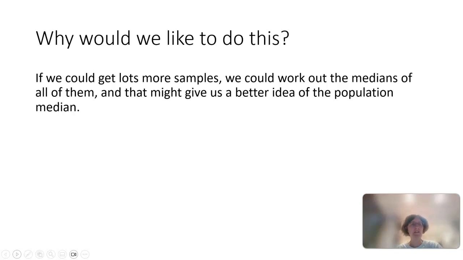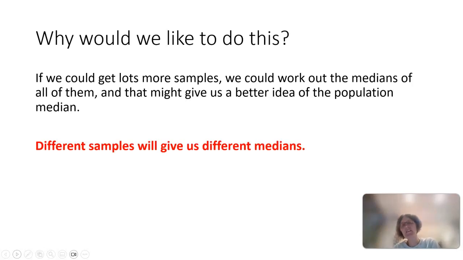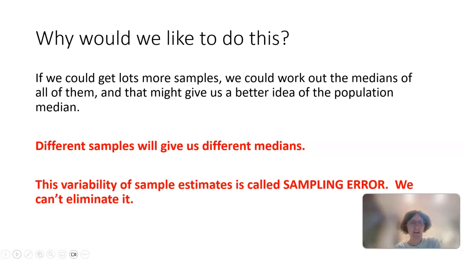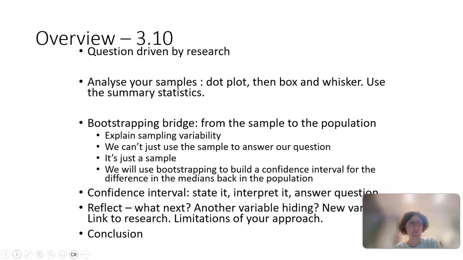Okay, so why do we want to do this? Well, we can't measure the whole population. But one thing we might in theory be able to do is to get loads more samples. And if we could do that, then we could figure out the median of each one of them, and we could maybe use that to get an idea of the population median. And that's basically what bootstrapping does, except there's a catch, right? So this is the big idea, that a different sample will give us a different median. And we call that sampling error, and we've seen that when we did our stat reports topic. And the variability of sample estimates is something that we just can't eliminate, but we have to find a way to measure it or quantify it.